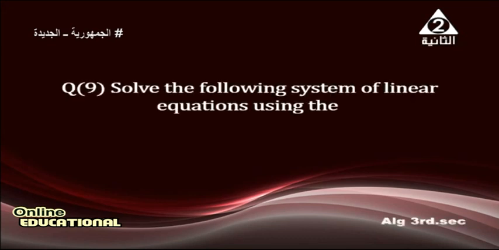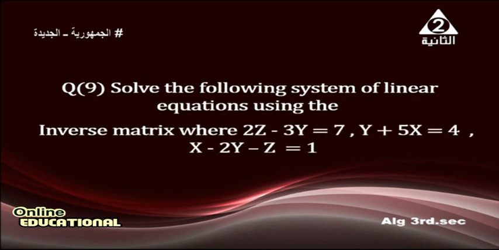Solve the following system of linear equations by using the inverse matrix, where 2z minus 3y equals 7, y plus 5x equals 4, x minus 2y minus z equals 1. In this example, we find the inverse matrix. What is the value of x, y, z? By using the inverse matrix. What is the rule of the inverse matrix?